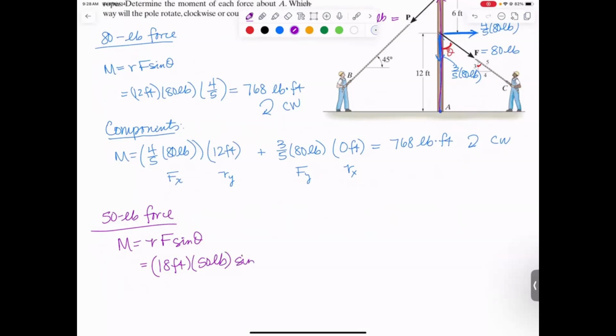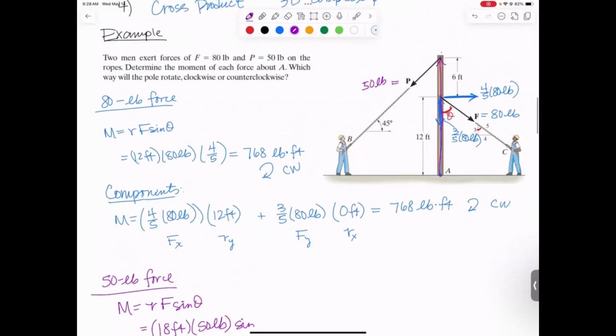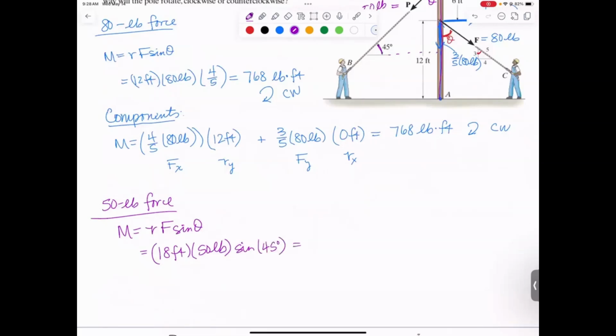And then I would need sine of theta. And we're given that this triangle is 45 there. So this theta right here would also be 45 degrees. And we multiply that out and we get 636 pound-feet. And that one's going to tend to cause counterclockwise rotation. Should we do that one with components as well?